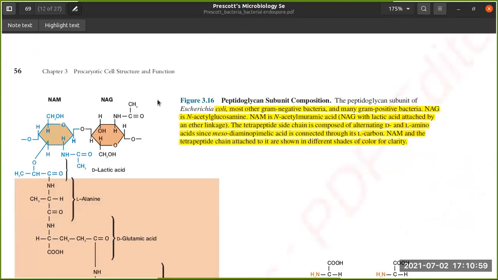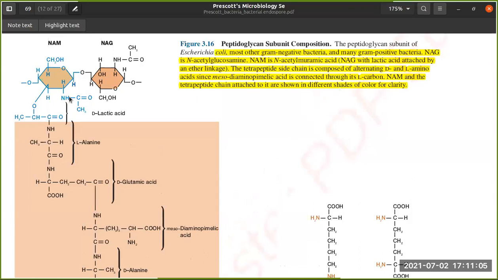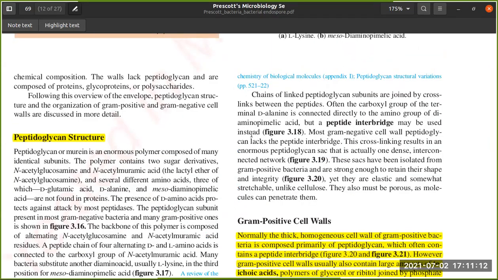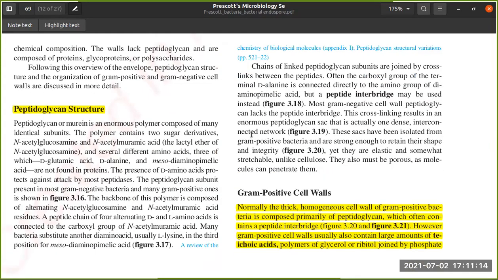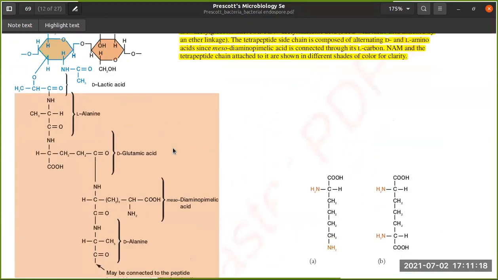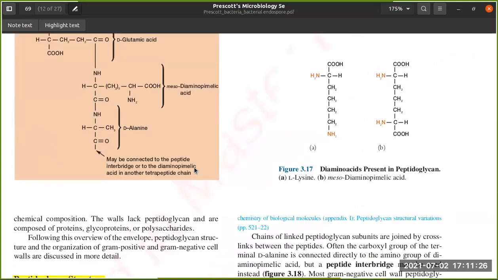So this is the NAG and NAM which I was talking about yesterday. The bacterial membrane has got these NAG-NAM complexes. You have to learn the structure of this. The peptidoglycan structure. You have to do this. This is the peptidoglycan structure. You have to practice this. You have amino acids over here, and you have two carbohydrates, N-acetylmuramic acid and N-acetylglucosamine. You have to practice this.